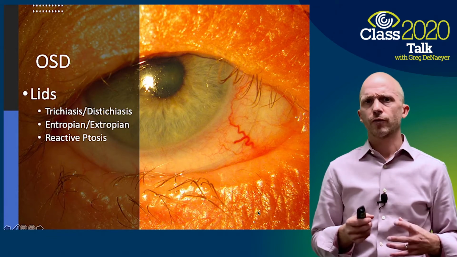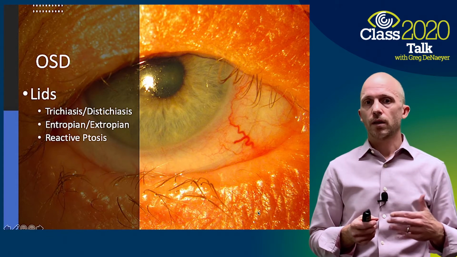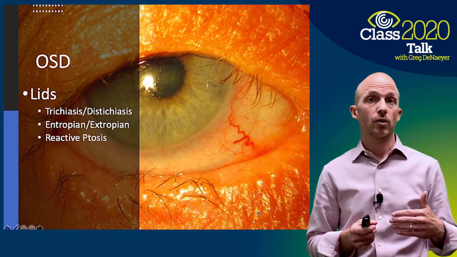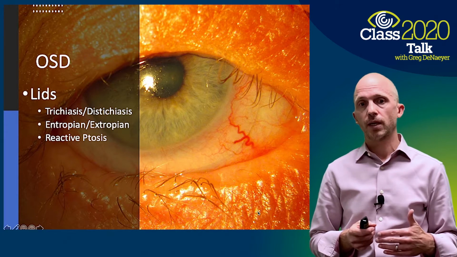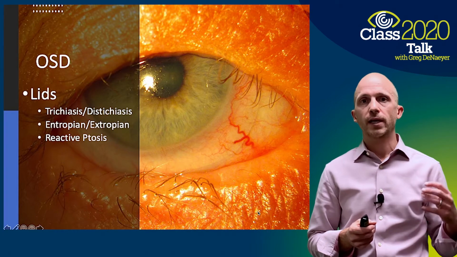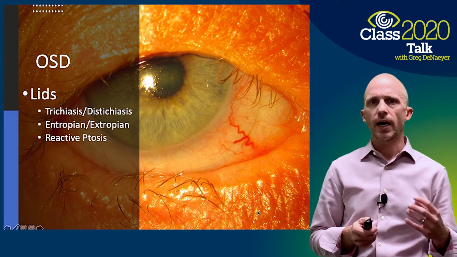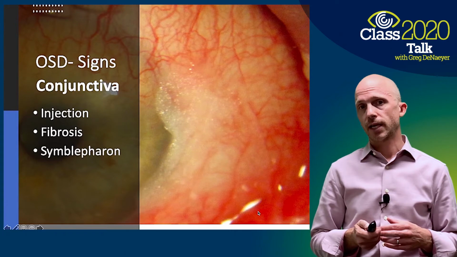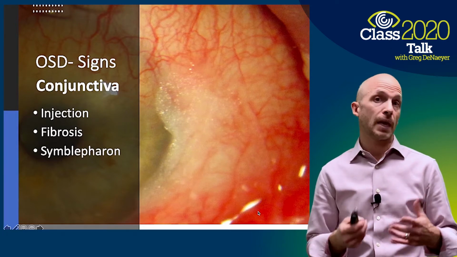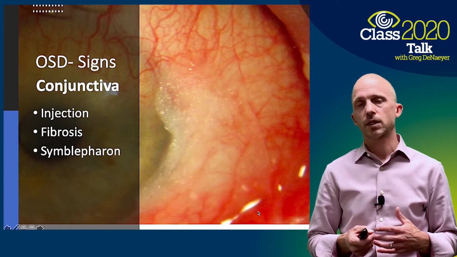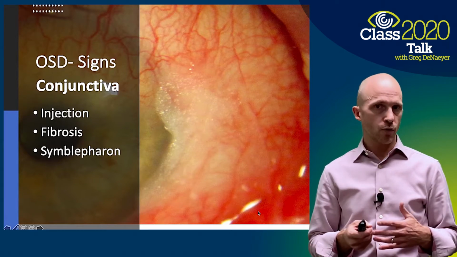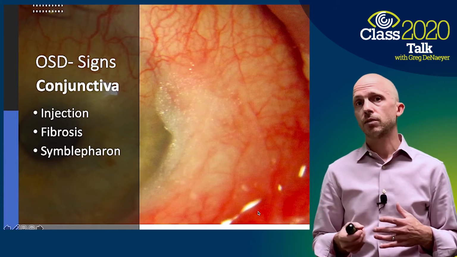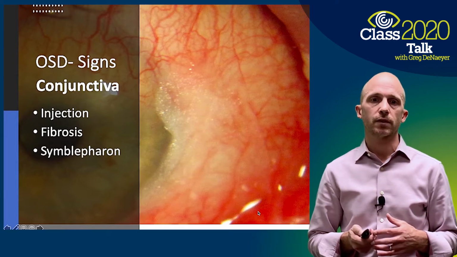Well, how does ocular surface disease affect the lids? Well, it can cause trichiasis, distichiasis. It can result in entropion or ectropion, or the patient can develop a reactive ptosis, a way that they're trying to close their eyelid in order to protect themselves. As far as the conjunctiva, ocular surface disease is an inflammatory process, and so it can result in significant injection, fibrosis to this tissue, and in some cases symblepharon, which is an adhesion between the palpebral and bulbar conjunctivas.